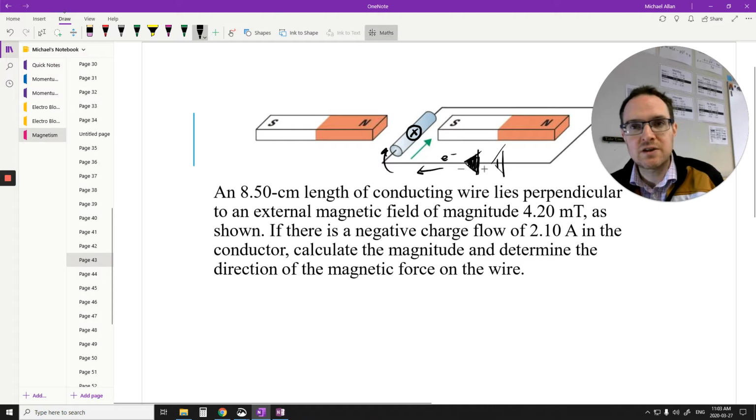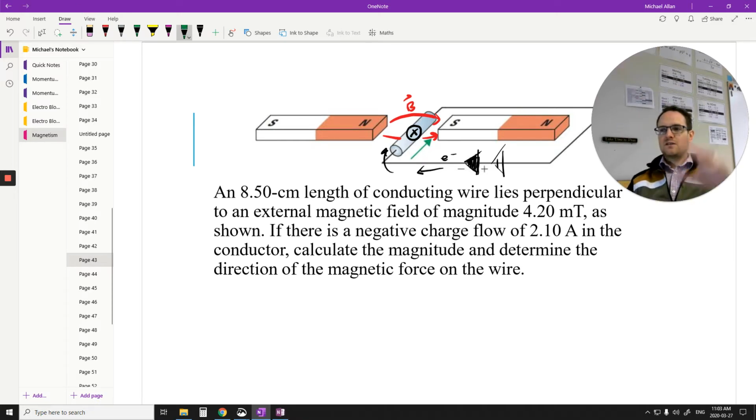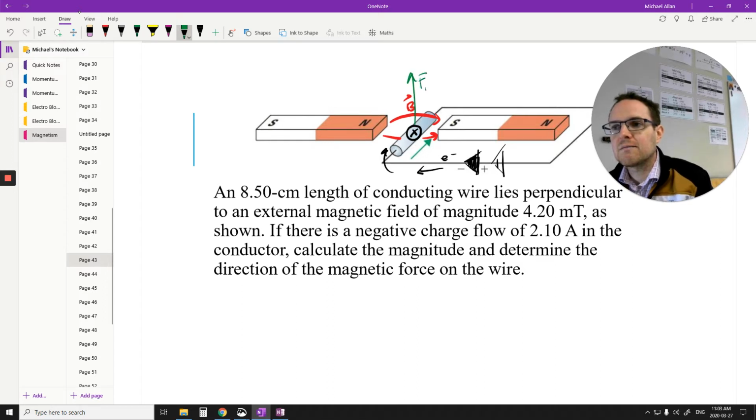If I wanted to determine the direction that this wire is going to be forced, I'd have to first of all determine which direction is the magnetic field. There's my magnetic field there. And then we're going to use our hand rule. I'm going to put my thumb into the page. My fingers are going to go in the direction of the magnetic field from north to south. And if I look at that, my force is upwards. So there's my magnetic force.